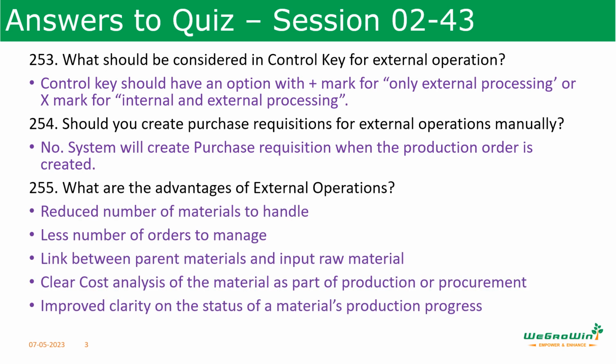What are the advantages of external operations? By using external operations, we can reduce the number of materials to be handled. There will be fewer orders to manage so that chaos can be avoided. Follow-ups will be better. There will be a clear link between parent materials and the input raw materials, the child materials. A clear cost analysis of the material as part of production or procurement can be done. And also there will be improved clarity on the status of material production progress. So these are various advantages of external operations.